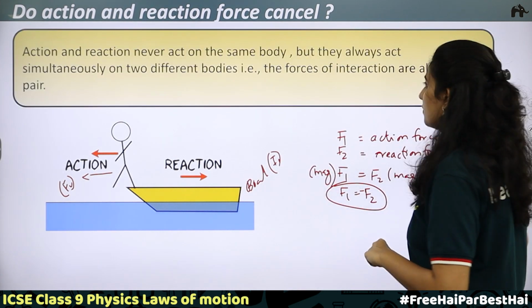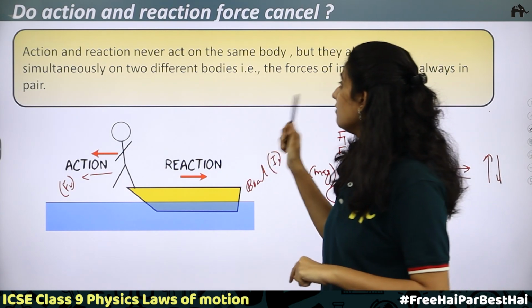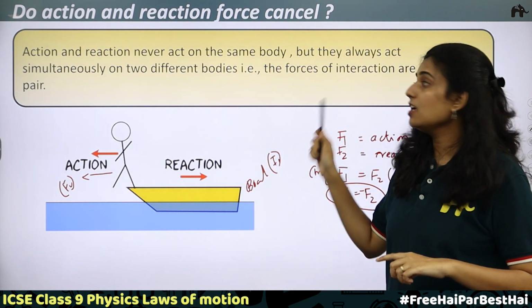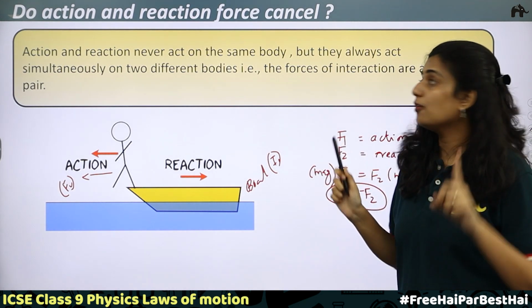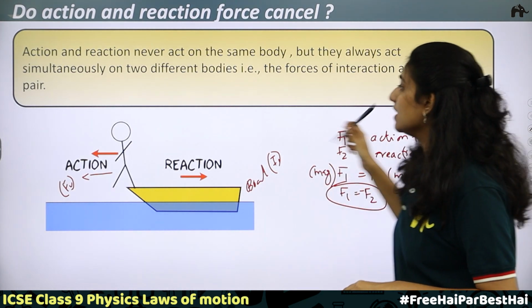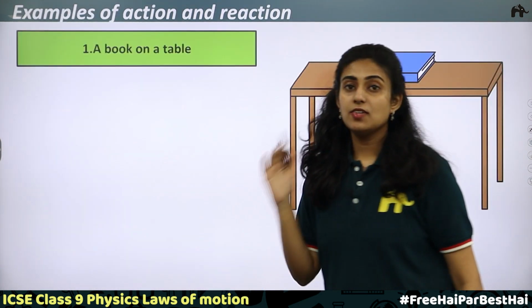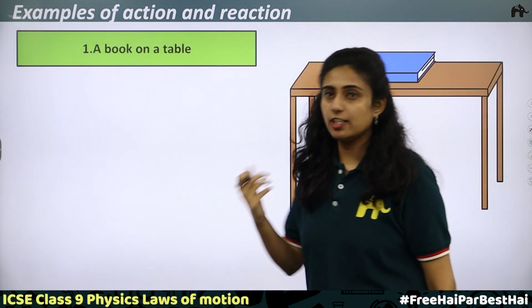Okay. So action and reaction never act on the same body, but they always act simultaneously on two different bodies. That is, the forces of interaction are always in pairs. Okay, action and reaction is a pair of forces. Now we'll discuss some examples of action and reaction forces.